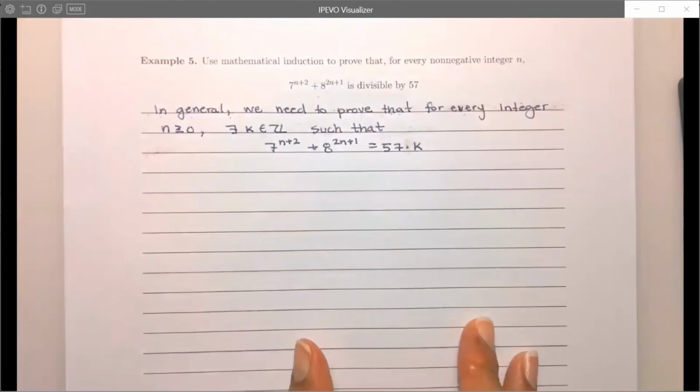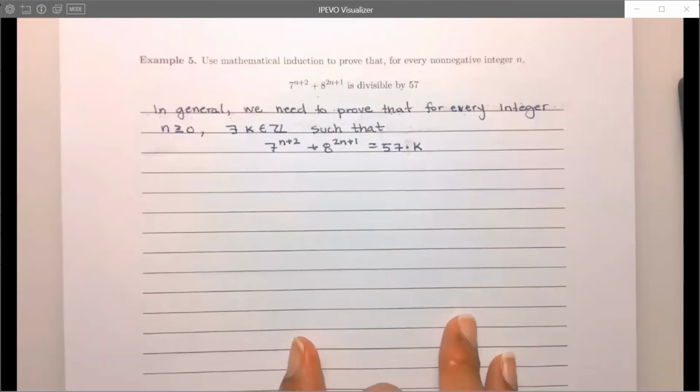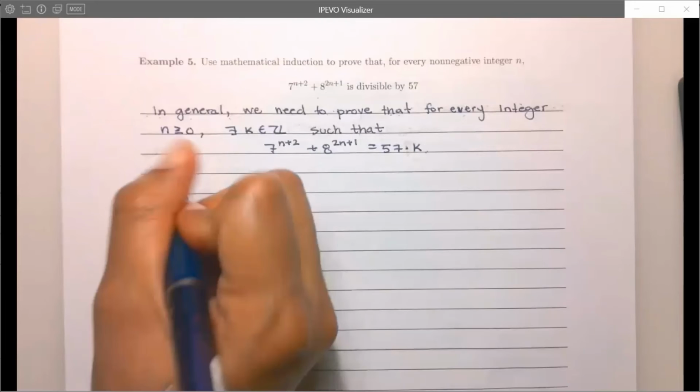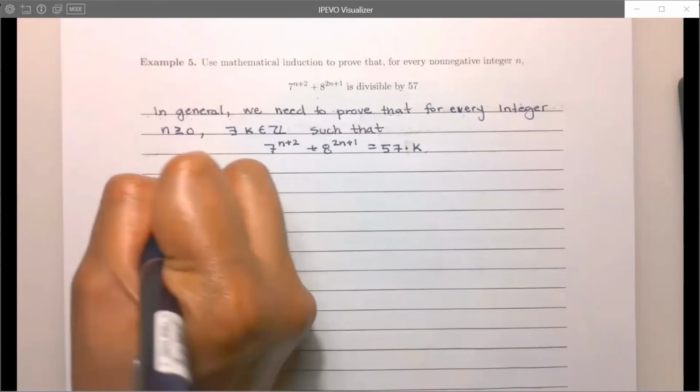In general, we need to prove that for every integer that's non-negative, so n greater than or equal to 0, there will exist some integer k such that 7 to the n plus 2 plus 8 to the 2n plus 1 equals 57k. So that's what we're going to work on now, starting with our propositional function.